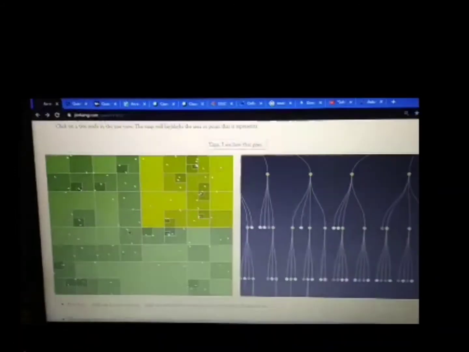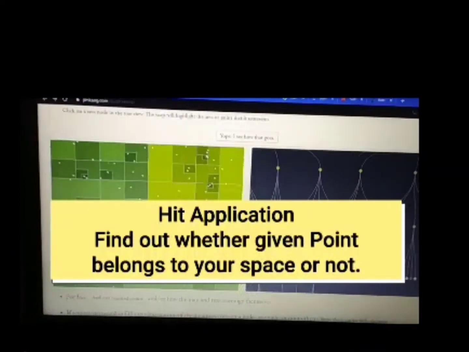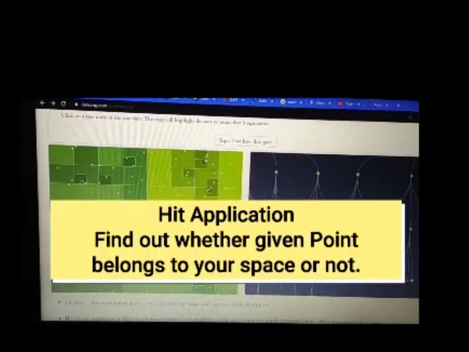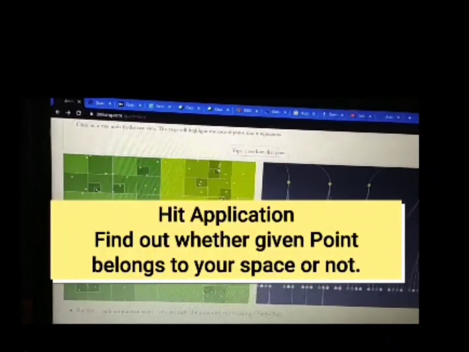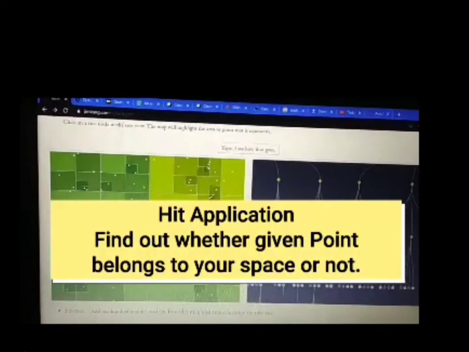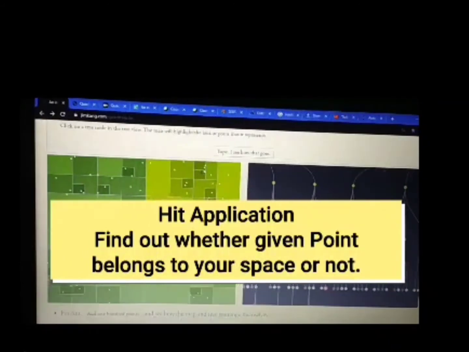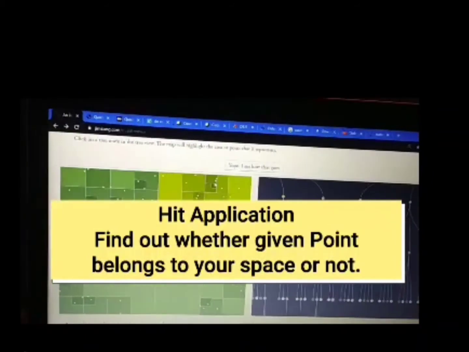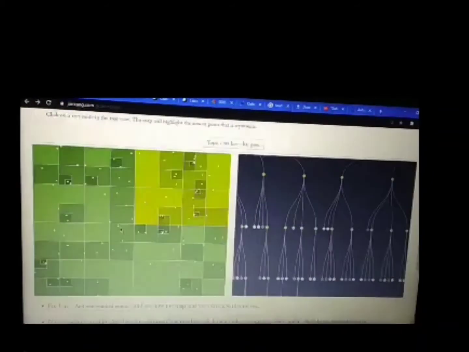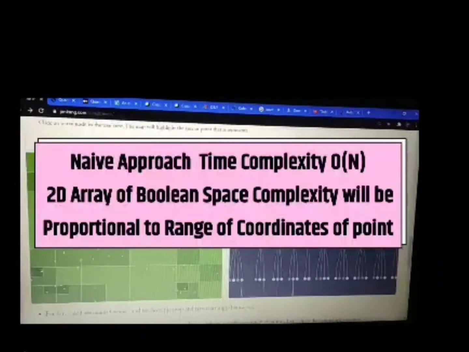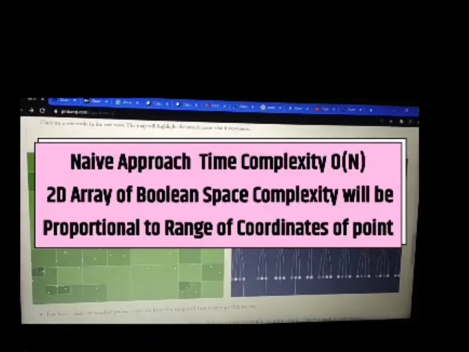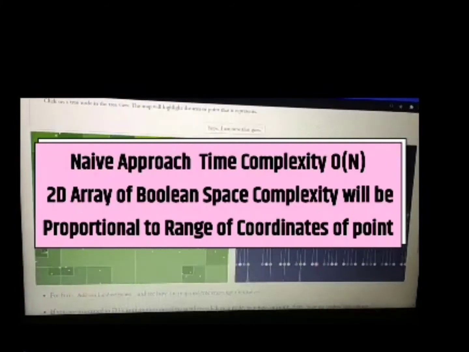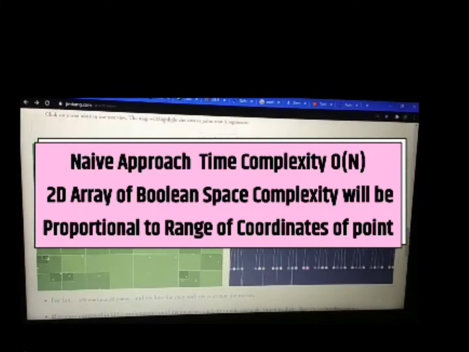Let us check the application of the Quadtree. The problem says that you will be given a point, and we are supposed to figure out whether that particular point belongs to our space or not. If we go with a naive approach, we can compare the given point with all the points we have in our space. But it will take big O of n time. If we have, let's say, 1 million points, then we have to compare 1 million times, right?